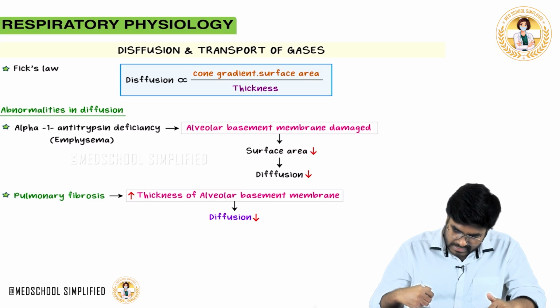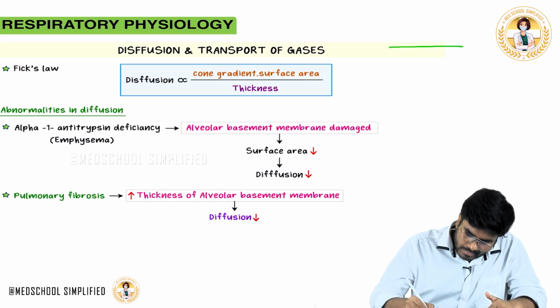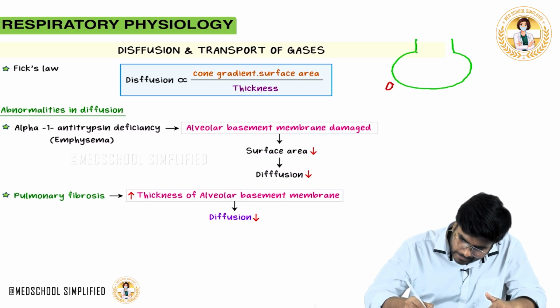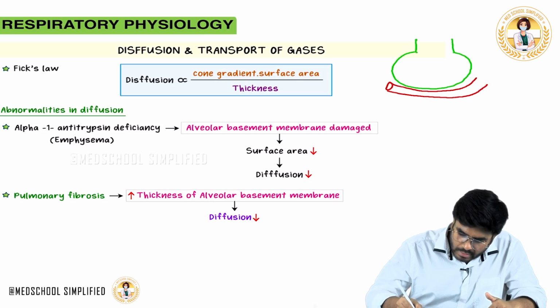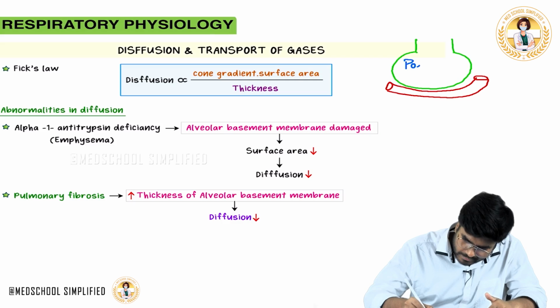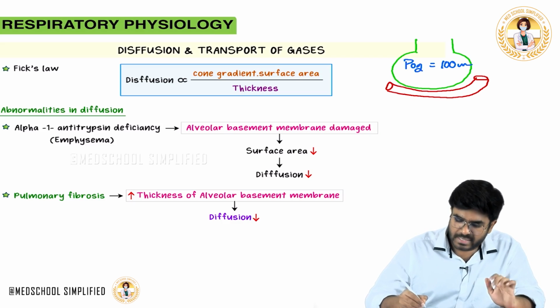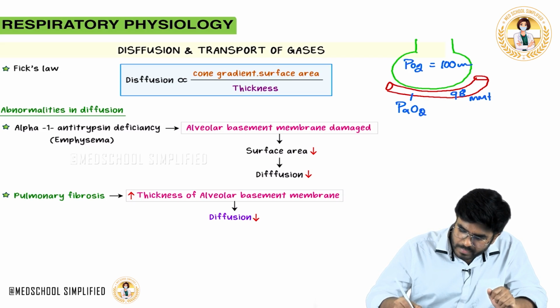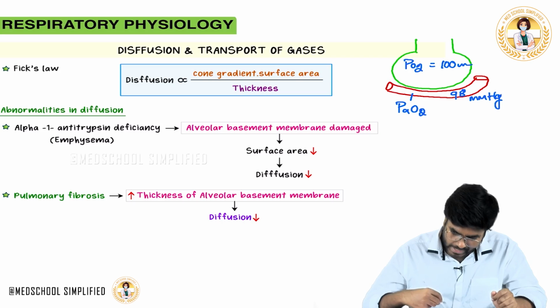For example, let's understand like this. Here is the alveolus, and here is the pulmonary capillary. Now let's imagine the partial pressure of oxygen in the alveolus is 100 mmHg. Just for an example, in the blood vessel the partial pressure of oxygen is 98 mmHg or 99 mmHg. Now my question is, will diffusion happen or not?